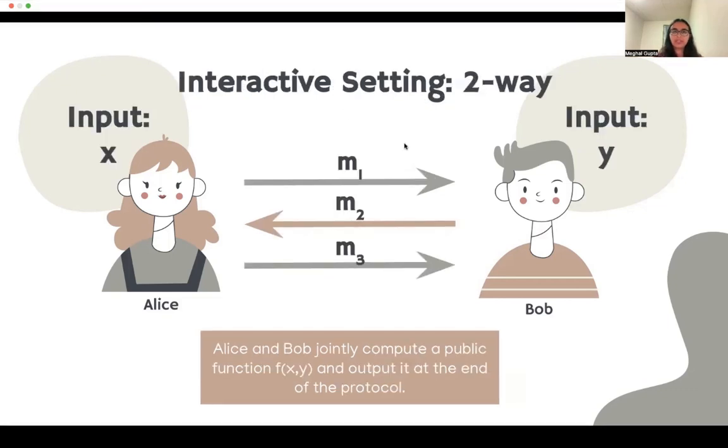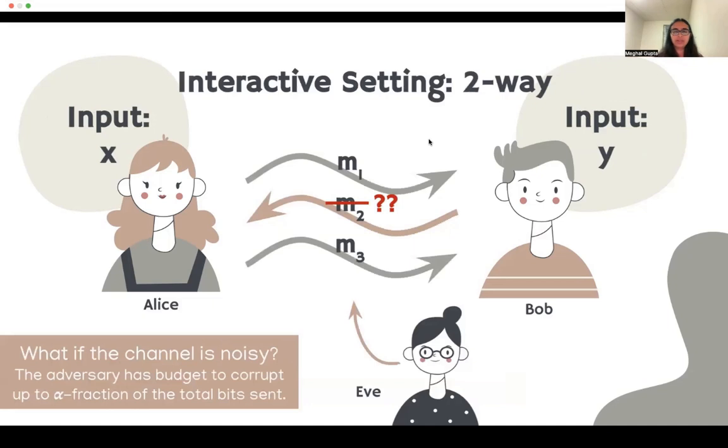Now that we have a little bit of sense of this, let's go back to the general variables here, where Alice has an input x, Bob has an input y, and their goal is to compute f of x comma y. As before, we're trying to define error correcting codes here, so we're trying to define what the noisy setting is. In the noisy setting, the adversary Eve has a budget to corrupt up to alpha fraction of the total bits sent by either party.